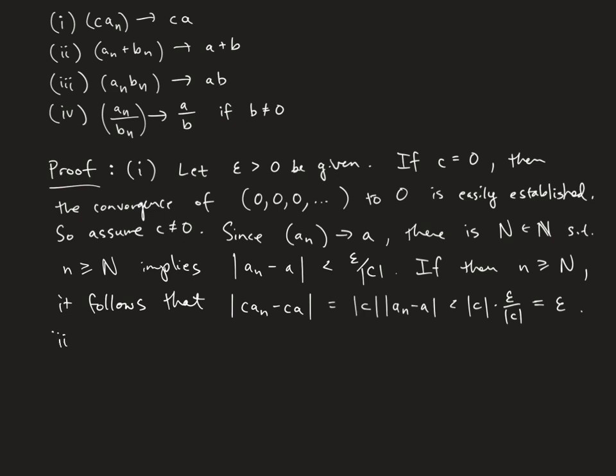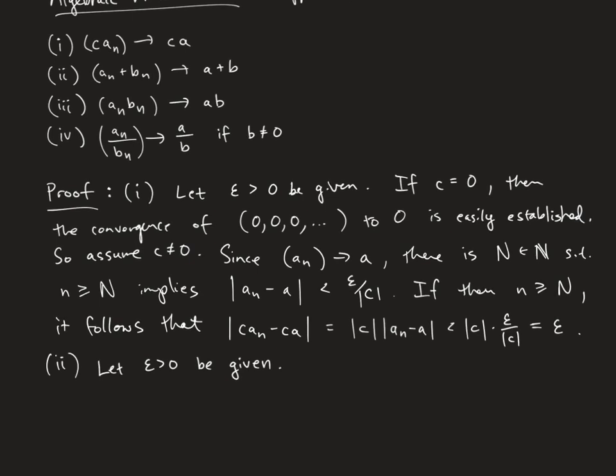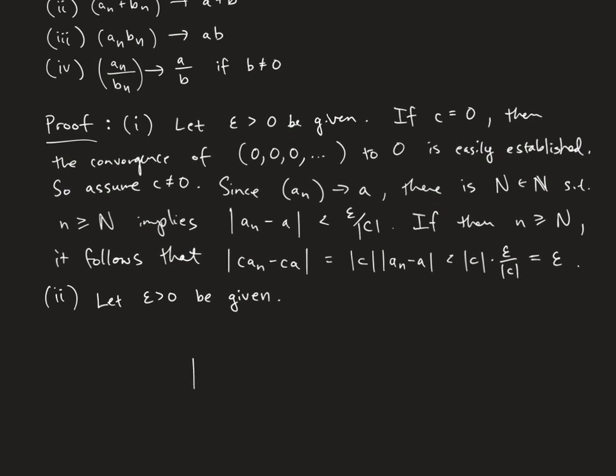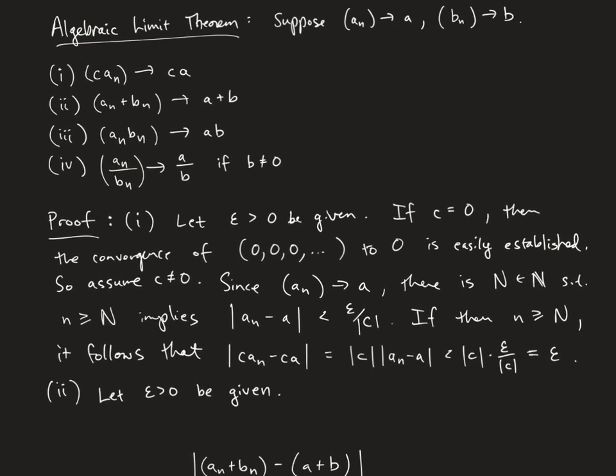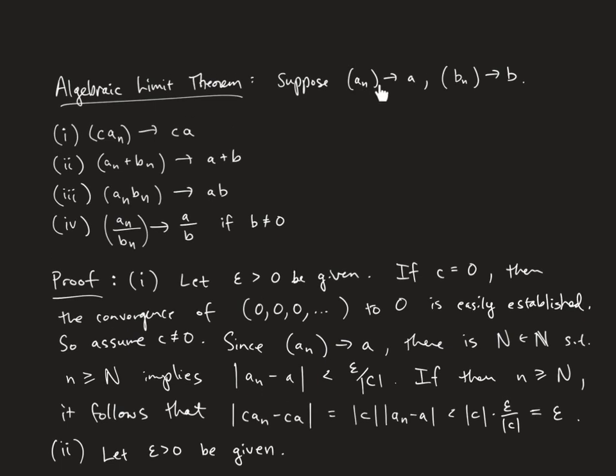All right, part 2. So let epsilon greater than 0 be given. Okay, well, what we have to do is look at, we're trying to show that the AN plus BN can be made arbitrarily close to A plus B. So we need to look at the difference between AN plus BN and A plus B. And what do we have to work with? So we're trying to make this small, right? And what do we have to work with? Well, we can make the difference between AN and A small and the difference between BN and B small.